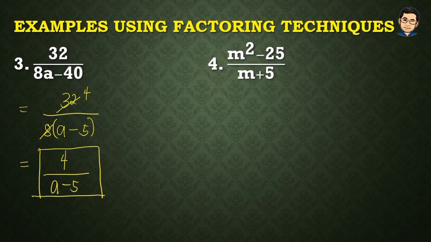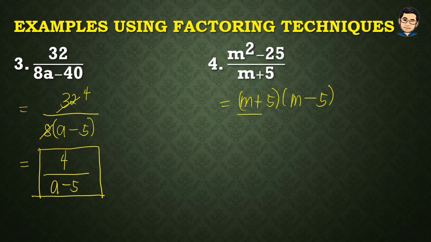Again, simplified na po yan. Next, m squared minus 25 all over m plus 5. So as you can see, yung ating numerator dito can be factored using difference of two squares. So that will become m plus 5 tsaka m minus 5. Tandaan, pag factoring of difference between two squares, pareho po yung term, kaya lang magkaiba po ng sign.